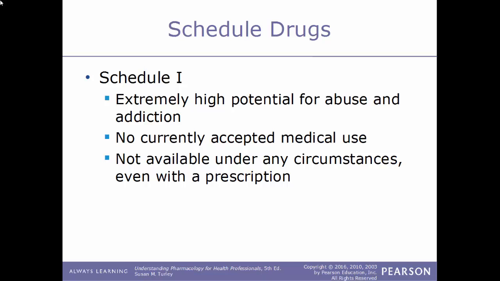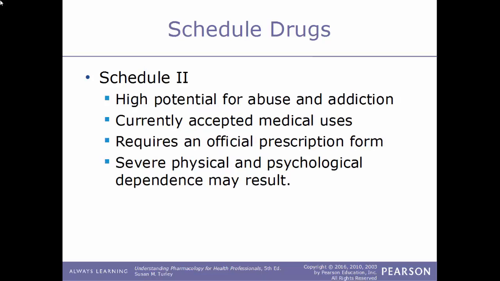Schedule 1, extremely high potential for abuse and addiction. There are no currently accepted medical uses at all, and these are not available under any circumstance, even with a prescription. Some examples of a Schedule 1 drug would be heroin or LSD and ecstasy. Schedule 2, these have a high potential for abuse and addiction. There are currently accepted medical uses. These require an official prescription from a medical professional, but there's a risk of having severe physical and psychological dependence from these drugs. Some examples of a Class 2 drug would be cocaine, Vicodin, methadone, OxyContin, Adderall, Ritalin.